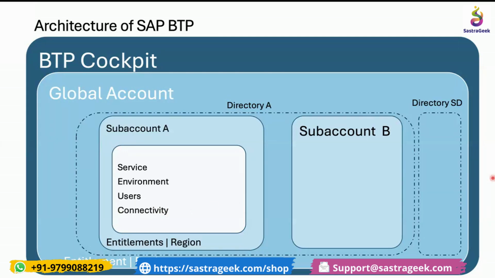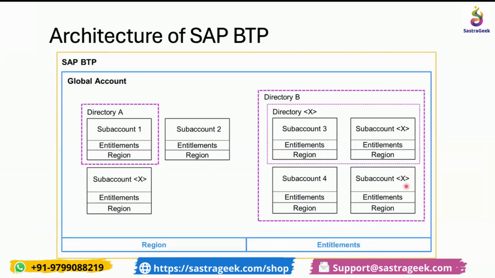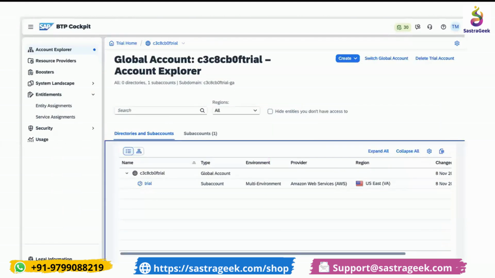Okay. This is a much more beautiful representation of what I said. I'm not good at drawing, so I took an image that I found. It looks much more refined. You can have a directory holding another directory, and that directory holding your sub account having its own entitlements and regions, and your global account having its own region and entitlements. So you have global entitlements, and you allocate those to your sub accounts. Okay, what next?